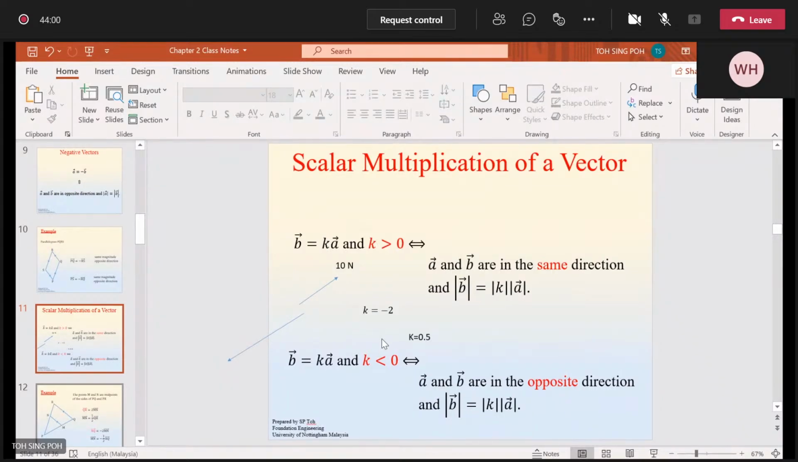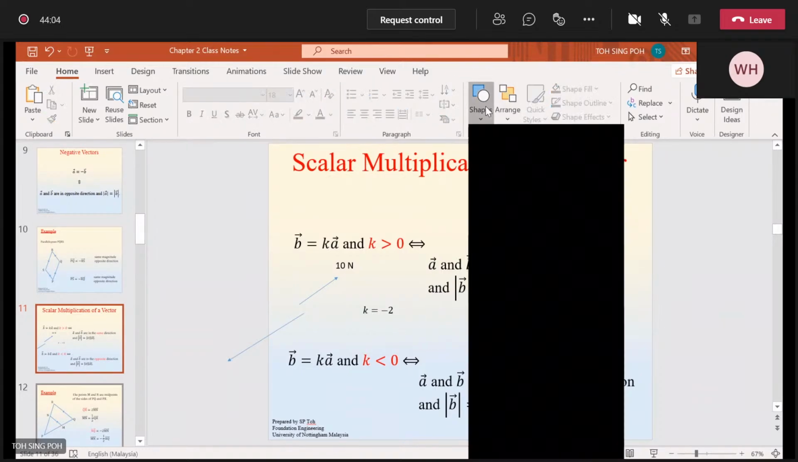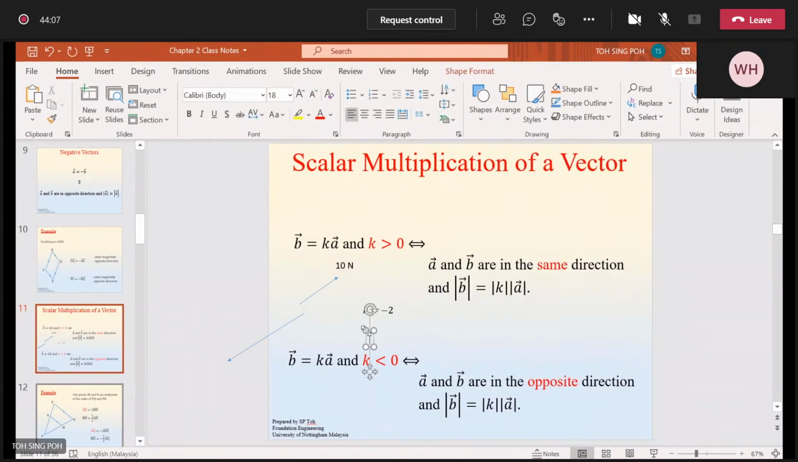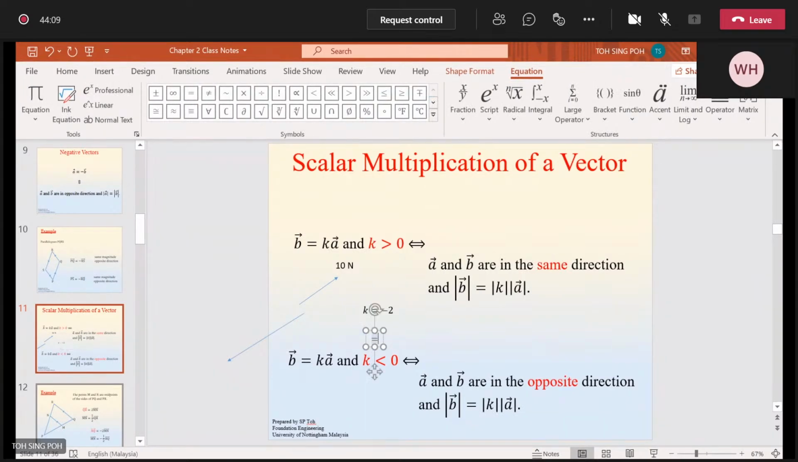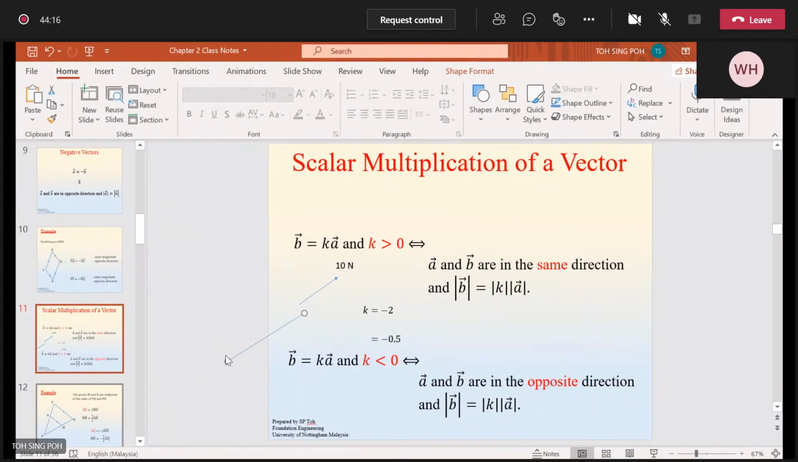But now, if you multiply with a K value which is less than 0 and also greater than negative 1, so let's say negative 0.5, what is the meaning? The meaning is also the same. Now, instead of stretching, you shorten it, compress it by half, and at the same time, reverse it to the opposite direction. This is negative 0.5.